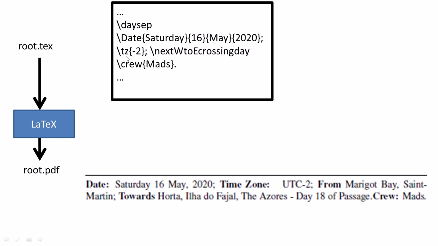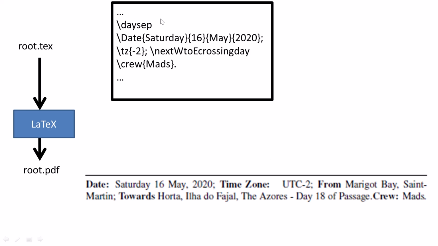Then I have introduced a control sequence called TZ for time zone. When I write TZ and give it the argument -2, it'll come out as time zone: UTC -2. And then I've defined this control sequence, west to east crossing day, which produces all of this stuff from Marico Bay, San Martin towards Horta, Isla de Fayal, and it counts up the day count and says day, whatever it is, in this case 18 of the passage. So all of that comes from that. And then I have a control sequence for the crew, which in this case was just myself, so that comes out as that.